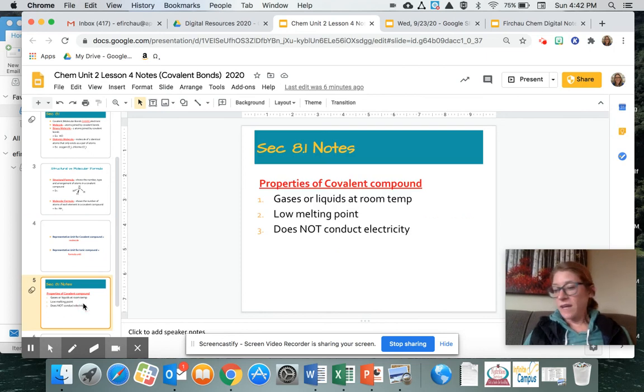All right, and finally, here are our 3 properties of covalent compounds. So covalent compounds are generally gases or liquids at room temperature. They usually have low melting points, and they generally do not conduct electricity. So those are 3 common properties of covalent compounds.